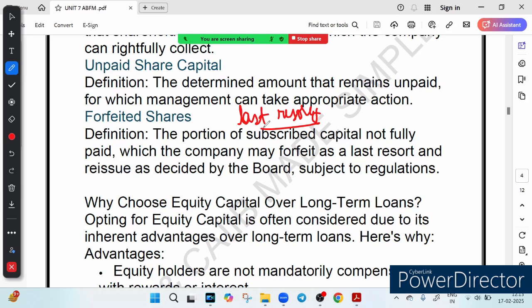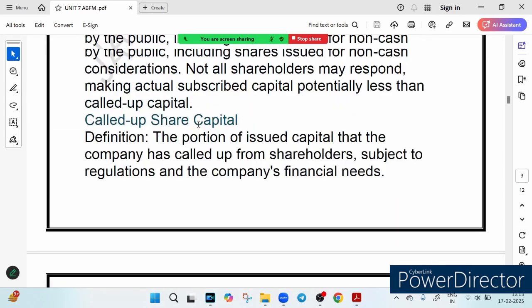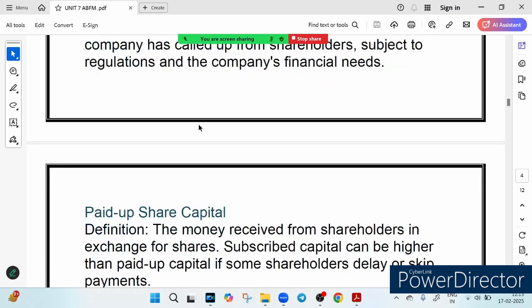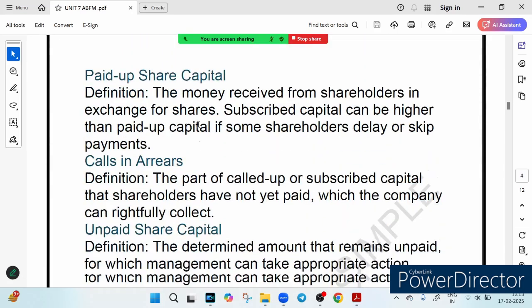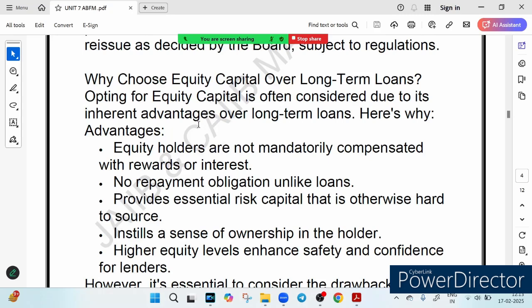So we have talked about the meaning of issued share, subscribed share, called-up capital, paid-up share capital, unpaid share capital, and calls in arrear, right? These are the different kinds of share, from issuing to offering to payment collection. Now a very important question which we are going to discuss, super important.